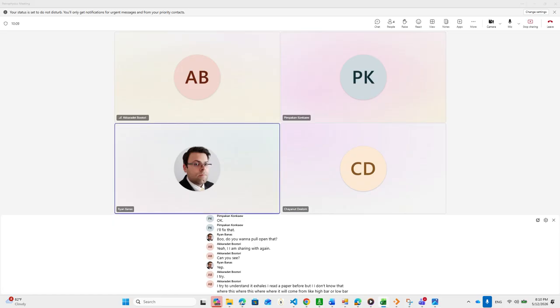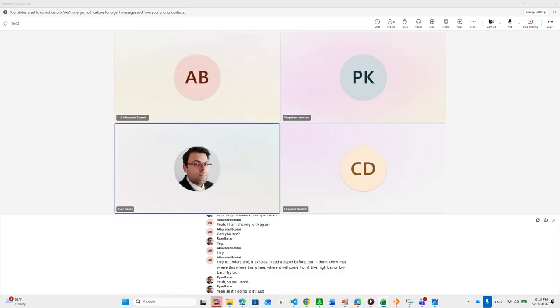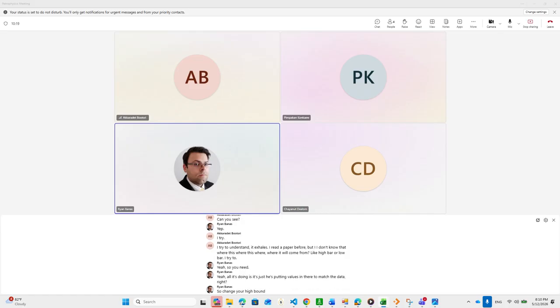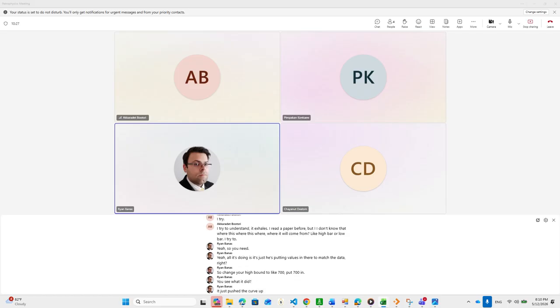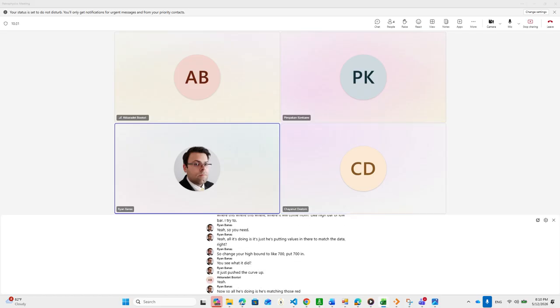Yeah, so all it's doing is he's putting values in there to match the data, right? So change your high bound to like 700, put 700 in. You see what it did? It just pushed the curve up. So all he's doing is he's matching those red data points. That's the raw data, right?